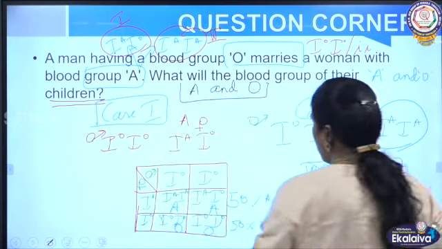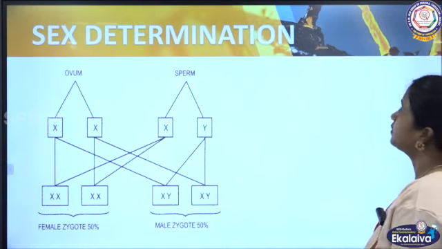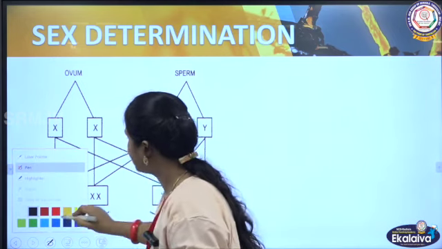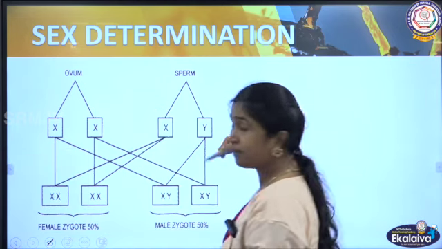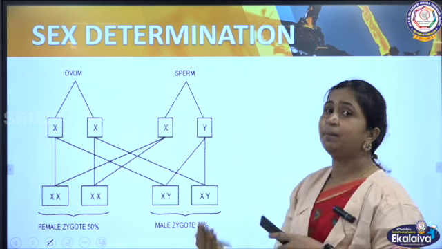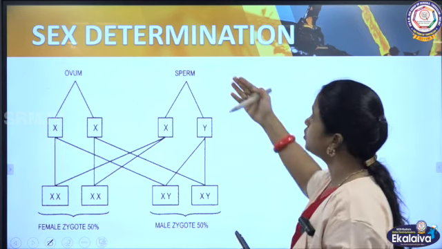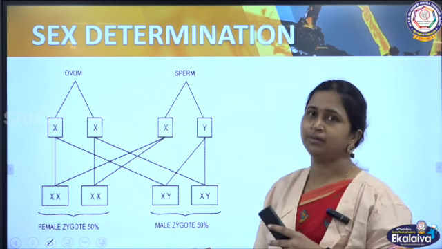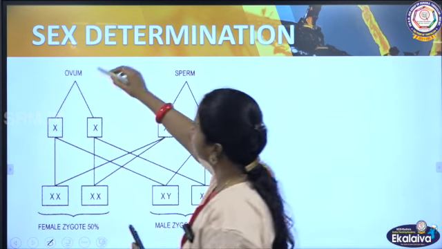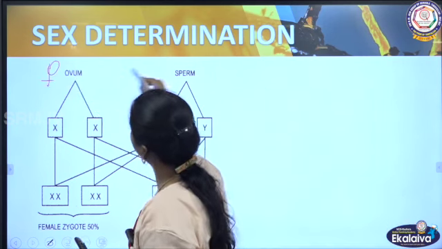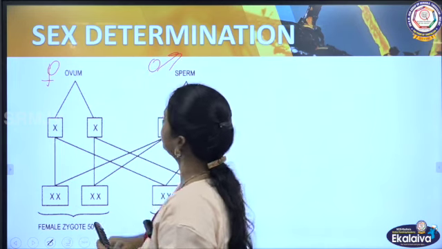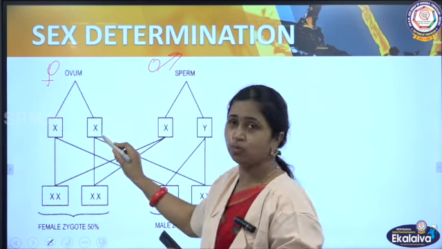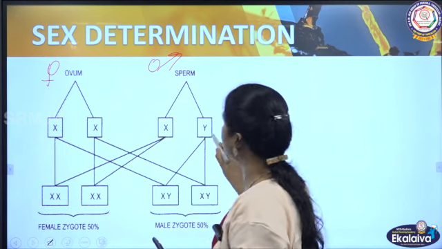Now there is a last concept about sex determination. This we have already discussed in 8th standard. Now we will see, and it also plays a role here, like 1 mark question and 2 mark question. So what is sex determination? Determine the sex of the offspring. Parents will be denoted with symbols. Female with XX chromosome, and male with XY chromosome.